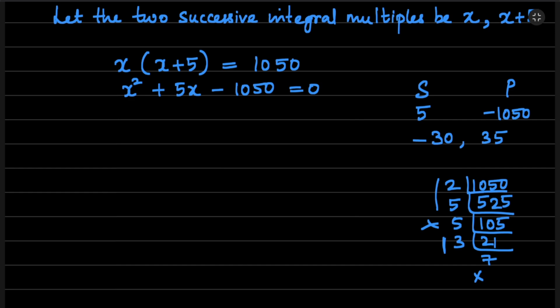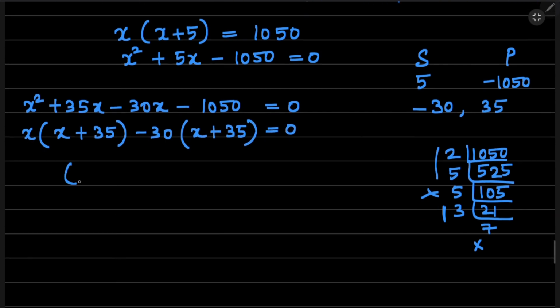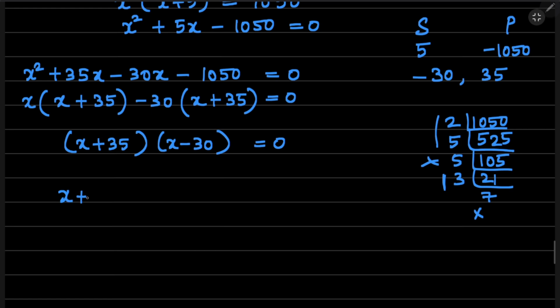Now let us use these two numbers for middle term splitting. So you have x square plus 35x minus 30x minus 1050 equal to 0. Take x common out. So you have x plus 35 and minus 30 common out, x plus 35 equal to 0. Okay, so one of the factor is x plus 35 and the other factor is x minus 30 equal to 0. So either x plus 35 equal to 0 or x minus 30 equal to 0.